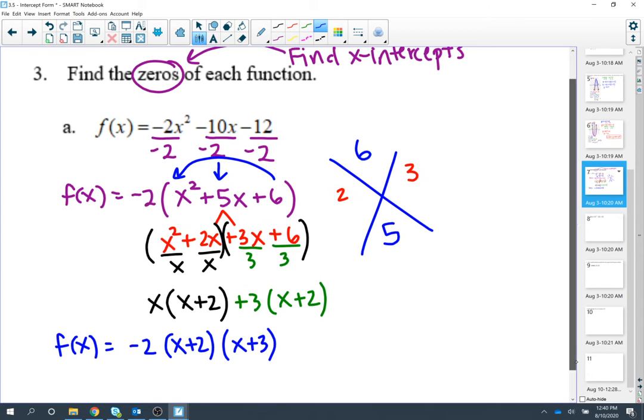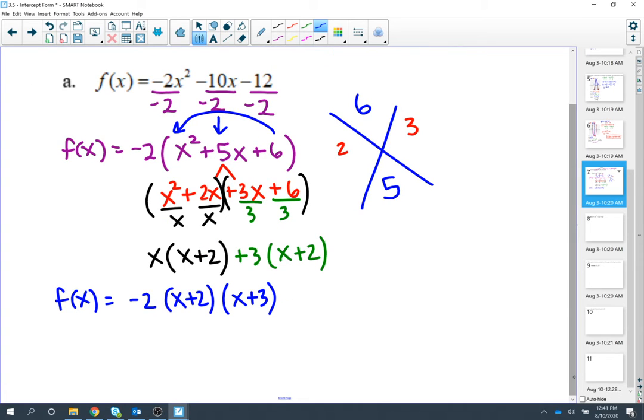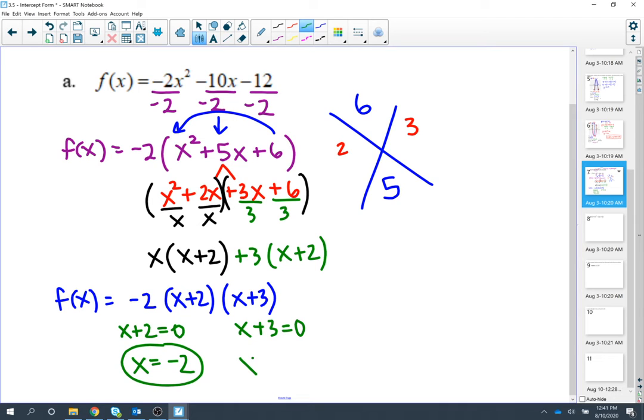Now, we have it factored, but I said to find the zeros. And remember, the zeros are like your p and q. They're your x-intercepts. So now I'm going to take my x plus 2, set it equal to 0, x plus 3, set it equal to 0. Subtract the 2, x is negative 2. Subtract the 3, x is negative 3. So the zeros of your function are negative 2 and negative 3. That's all we have to do here. If they wanted you to graph it, you'd put them on a graph, find the middle, find the axis of symmetry, all that stuff. But your zeros are negative 2 and negative 3.